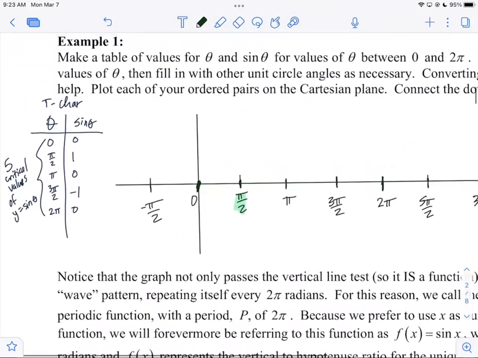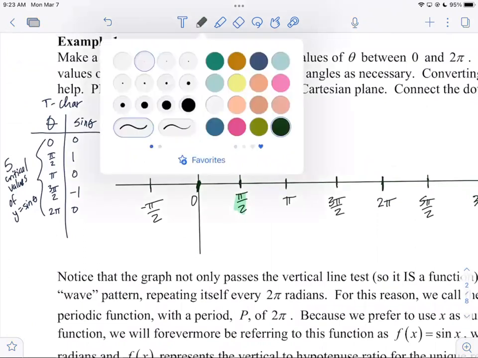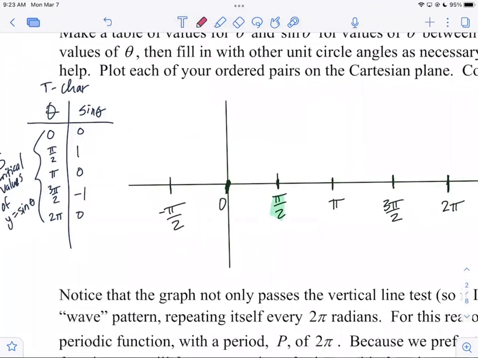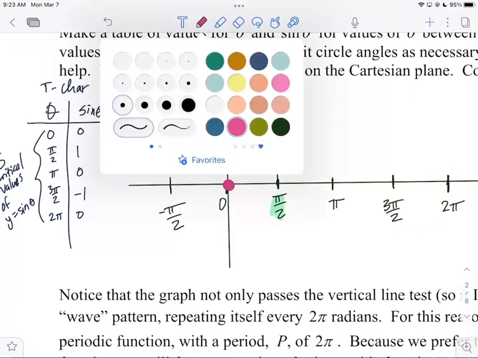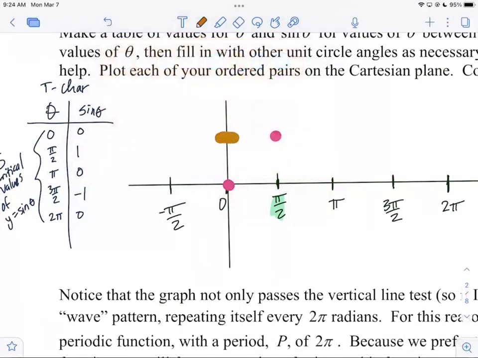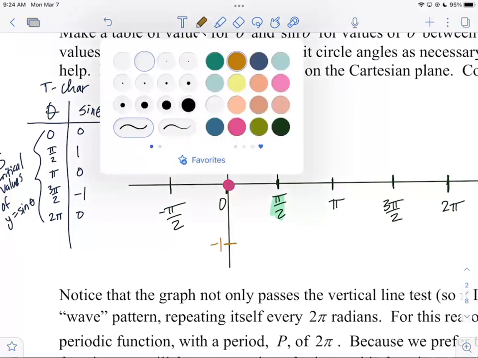Now let's plot these points. Okay. You could do it like this. I'll choose a nice contrasting color. It's going to be pink, and it'll be a large dot. So I have 0, 0. Right, there's a point. The next one is pi halves, 1. Let me go ahead and label that as 1. Let's label this as 1, and then we go down as far as -1, right? And now I can go back to putting my dots.